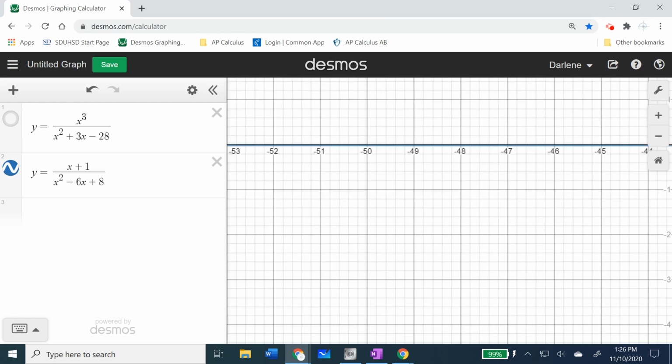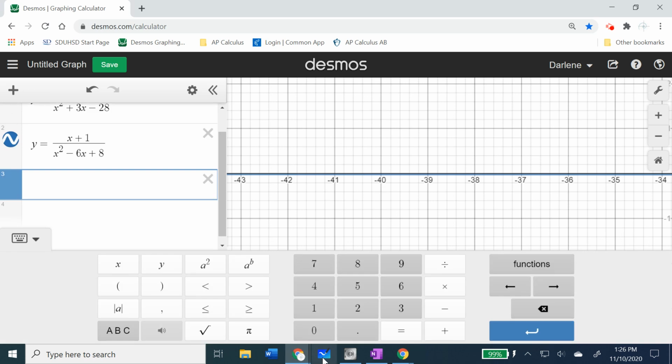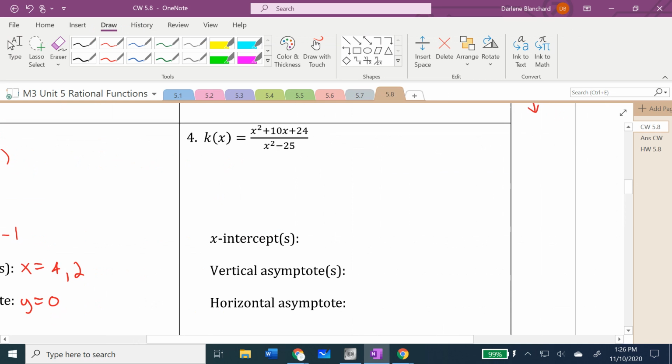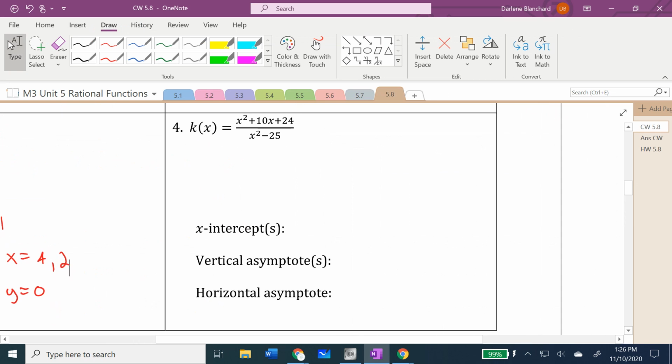All right, let's take a look at the next problem. What is the horizontal asymptote on this one?